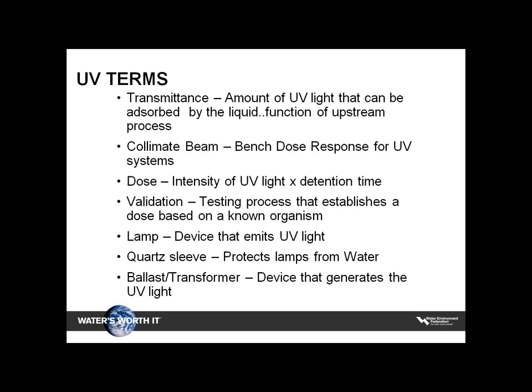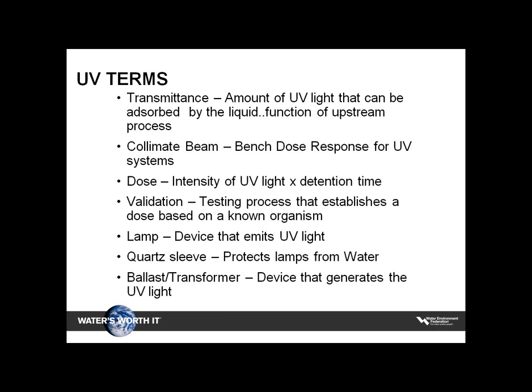I did mention validation. This is an actual testing process that the UV equipment goes through that establishes, I won't say dose, but a design equation that is then used by both the designer and the operator to run the UV system and design it. So validation becomes a very big part of this whole process in terms of the equipment.